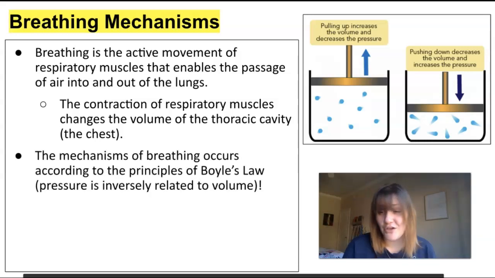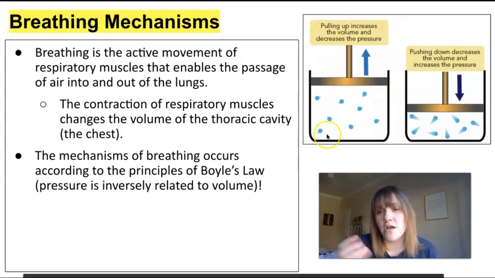So if you thought you were done with chemistry, sorry, chemistry is everywhere. I was a chemistry minor, so I love chemistry. But the reason that you can breathe is literally because of Boyle's law, which you learned about in 10th grade. Boyle's law is the law that pressure is inversely related to volume, which this picture beautifully sums up.